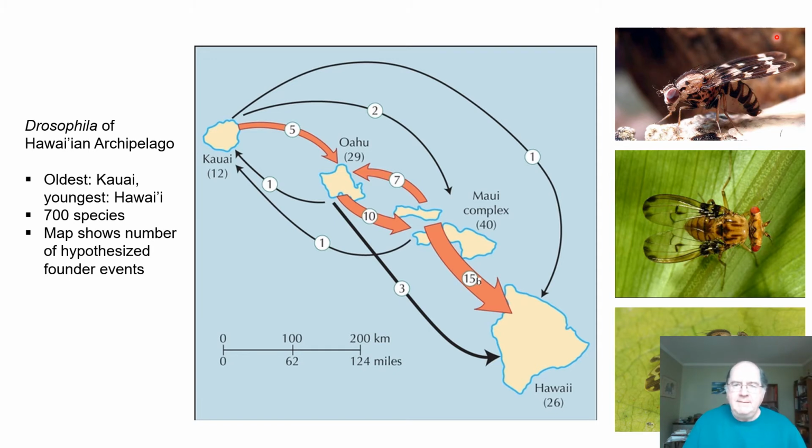And the amazing thing is that in this group of flies, there are now more than 700 species of these flies that are known, all derived from a single or very small number of founder events. And I don't know how familiar you are with the geology of Hawaii, but Hawaii sits atop a hot spot in the Earth's crust, such that we get the volcanoes coming up.